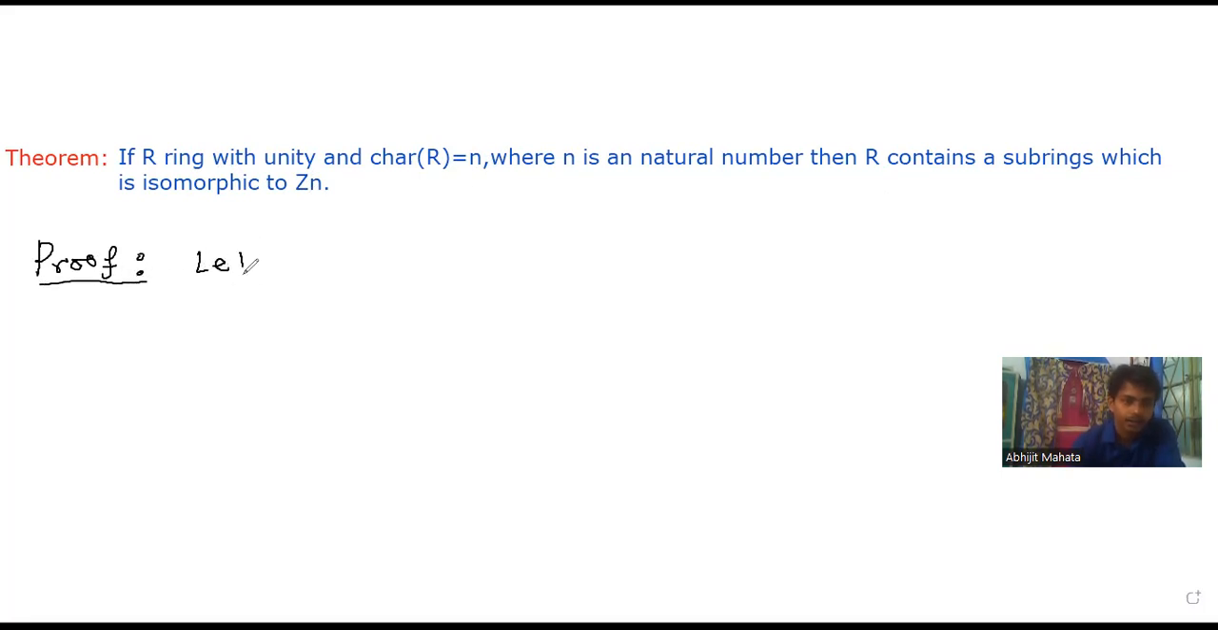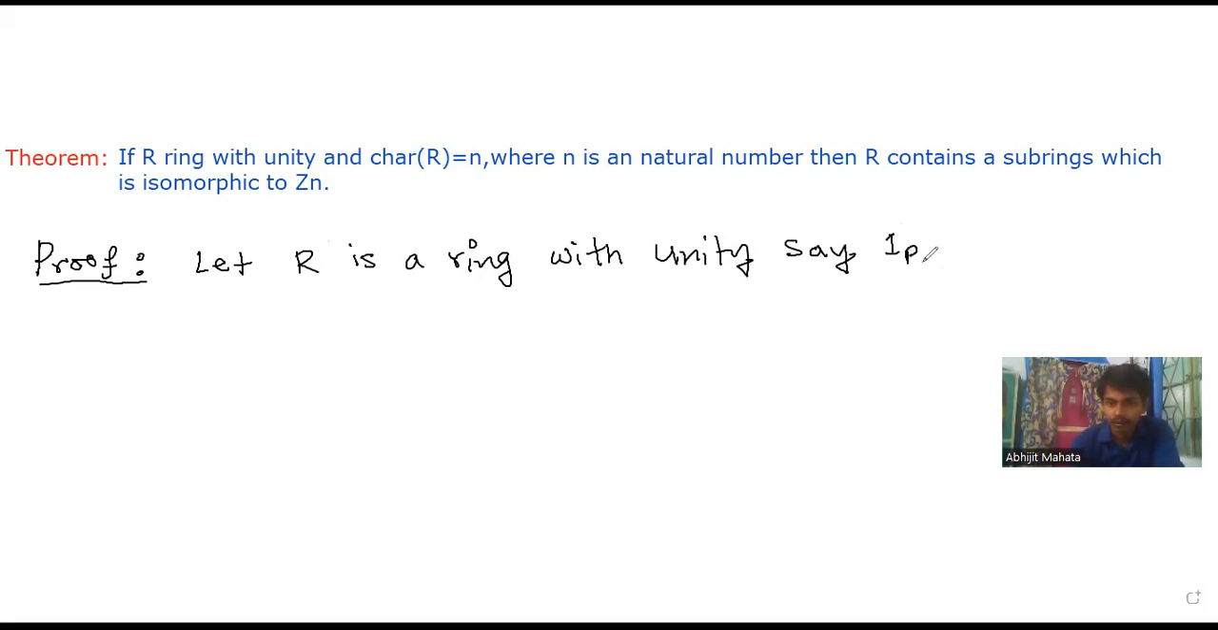So let R be a ring with unity. We denote the unity by 1_R. So this is our unity. Unity means the multiplicative identity. It has the property that if you take any element a from the ring and multiply it with 1_R, or 1_R multiplied with a, then we get back a. This is the property of 1_R. So R is a ring with unity 1_R.